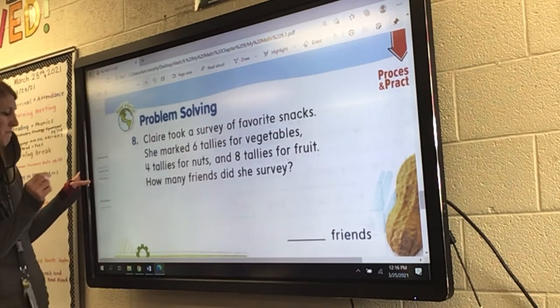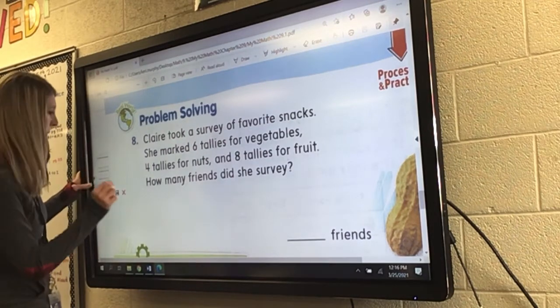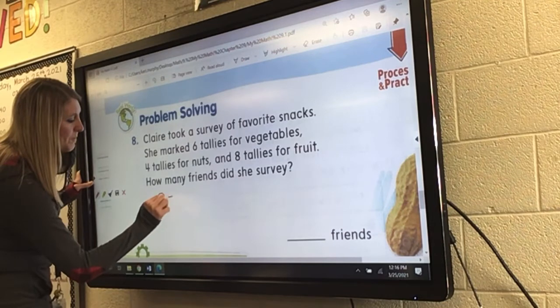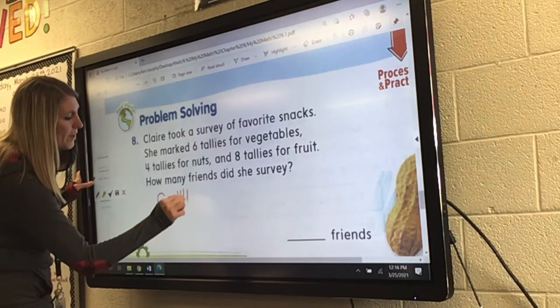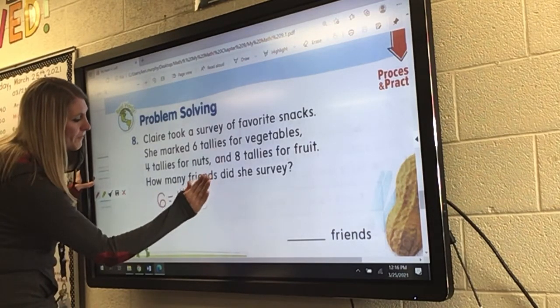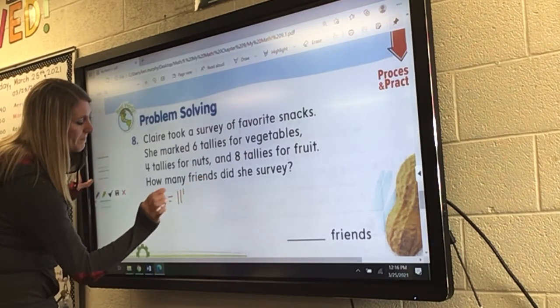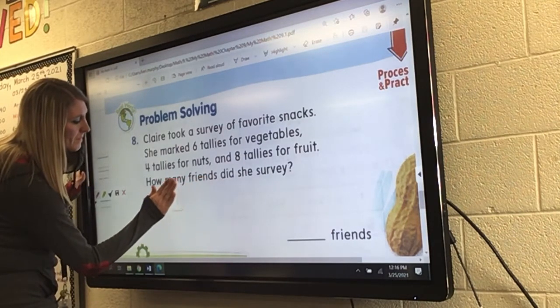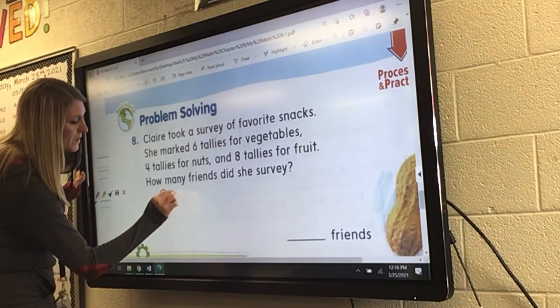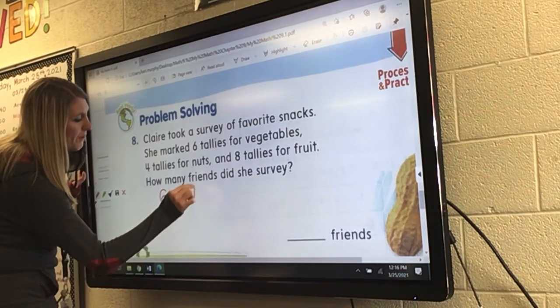One second. You guys do the same, because this is one way to do it. So 6 tallies would be 1, 2, 3, 4, 5. Oops, Mrs. Murphy forgot. Cross 5. Hold on, it's not working. It's being slow. 1, 2, 3, 4, 5.